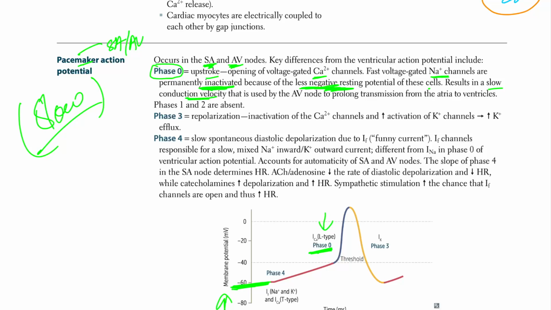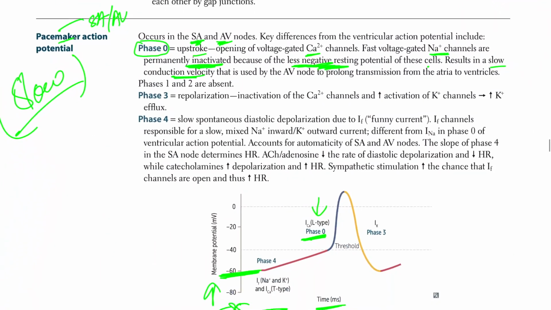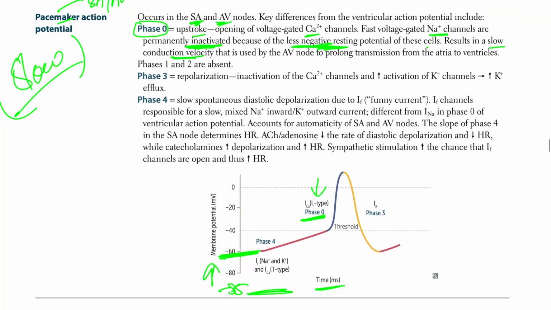let me go a little down here. You can see, okay, here. If you look at the time, it starts here. There is no other phase other than phase 0 at this point till about this point, right? So you have a slow conduction velocity that is very important in the AV node to prolong the transmission from atria to ventricles. And phases 1 and 2 are absent. So all you have is phase 0, phase 3 and phase 4.